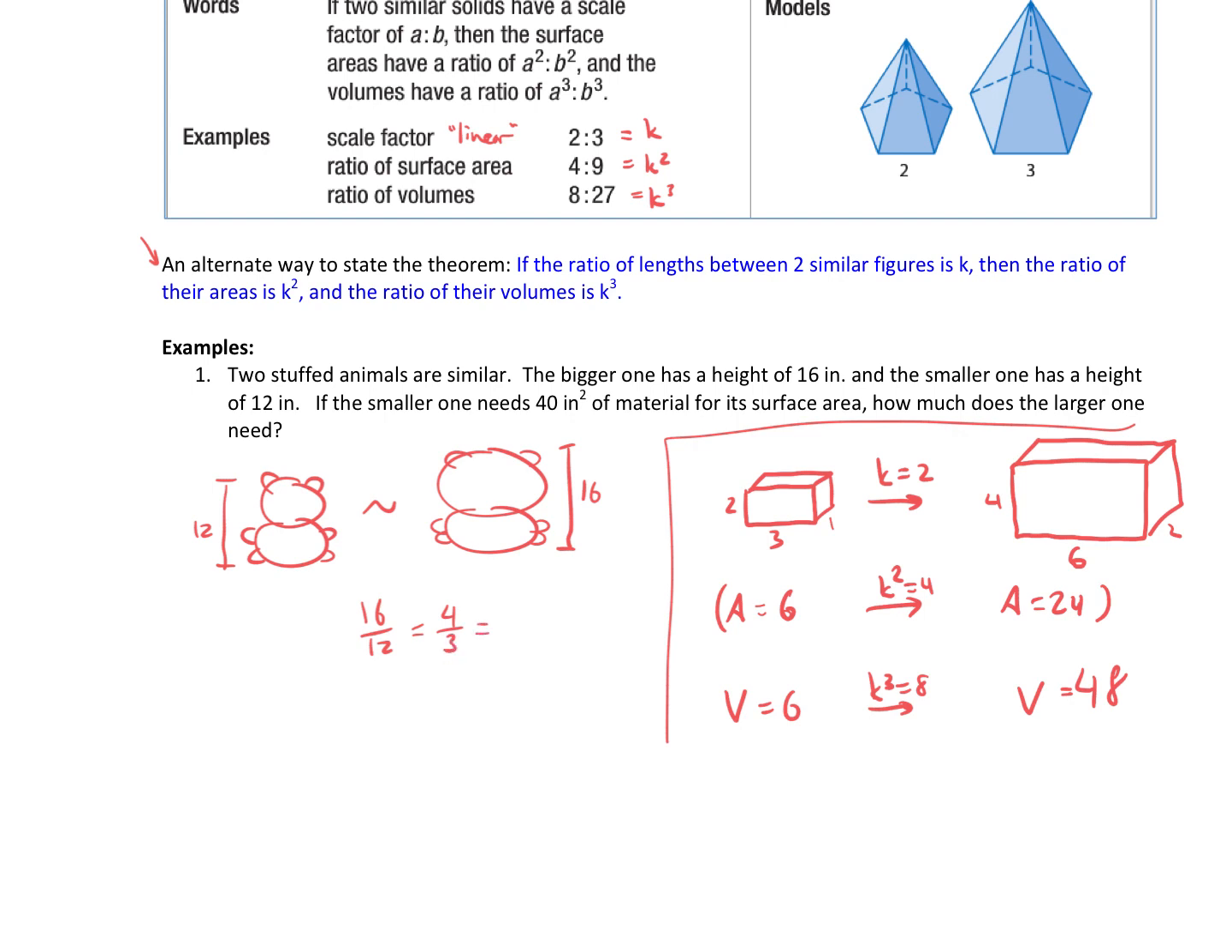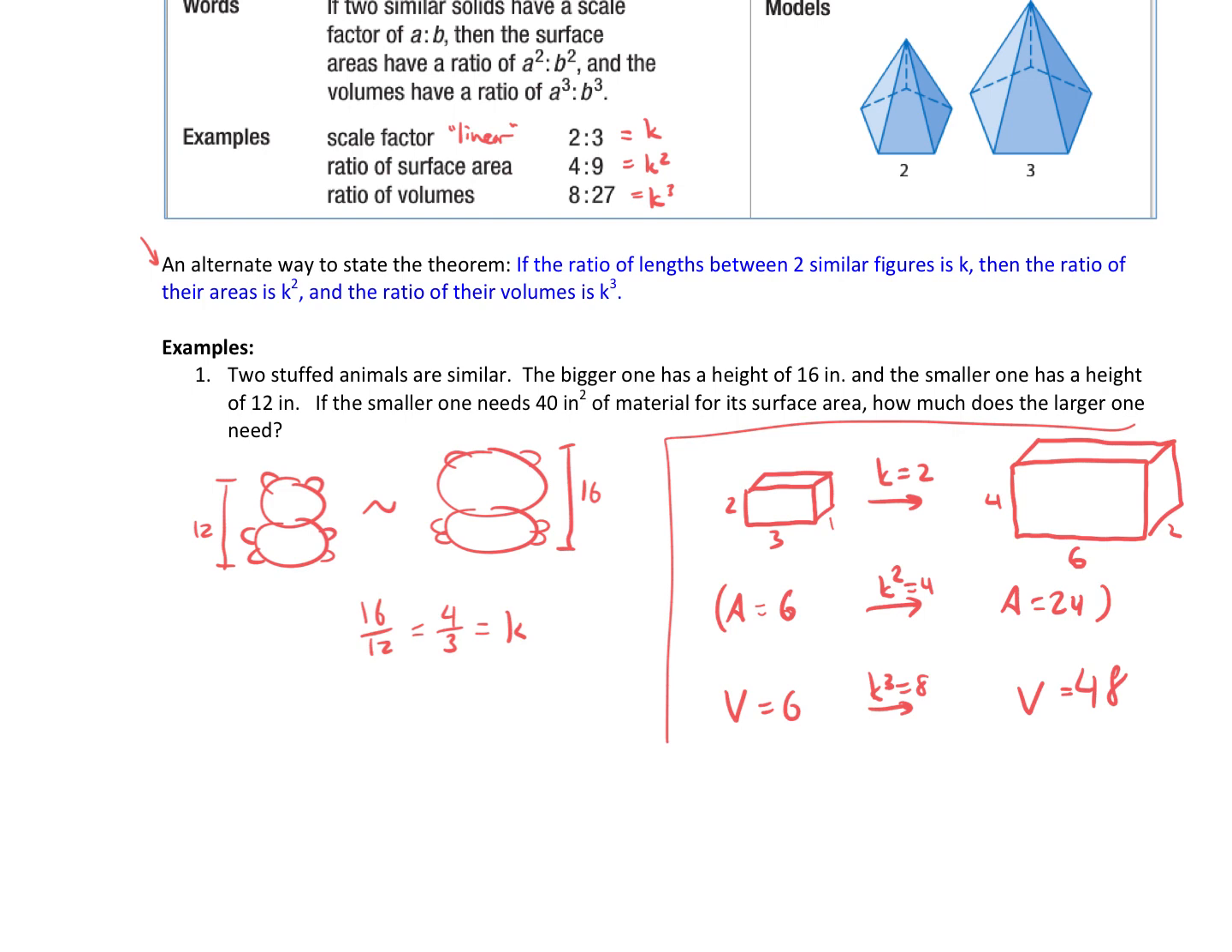Since those are ratios of heights, I'm going to call that a linear kind of measurement ratio. I'll think of that as k. If that's how linear things talk to each other, that ratio will be known as k. And then, of course, surface area will be k squared, and volumes will talk to each other as k cubed.